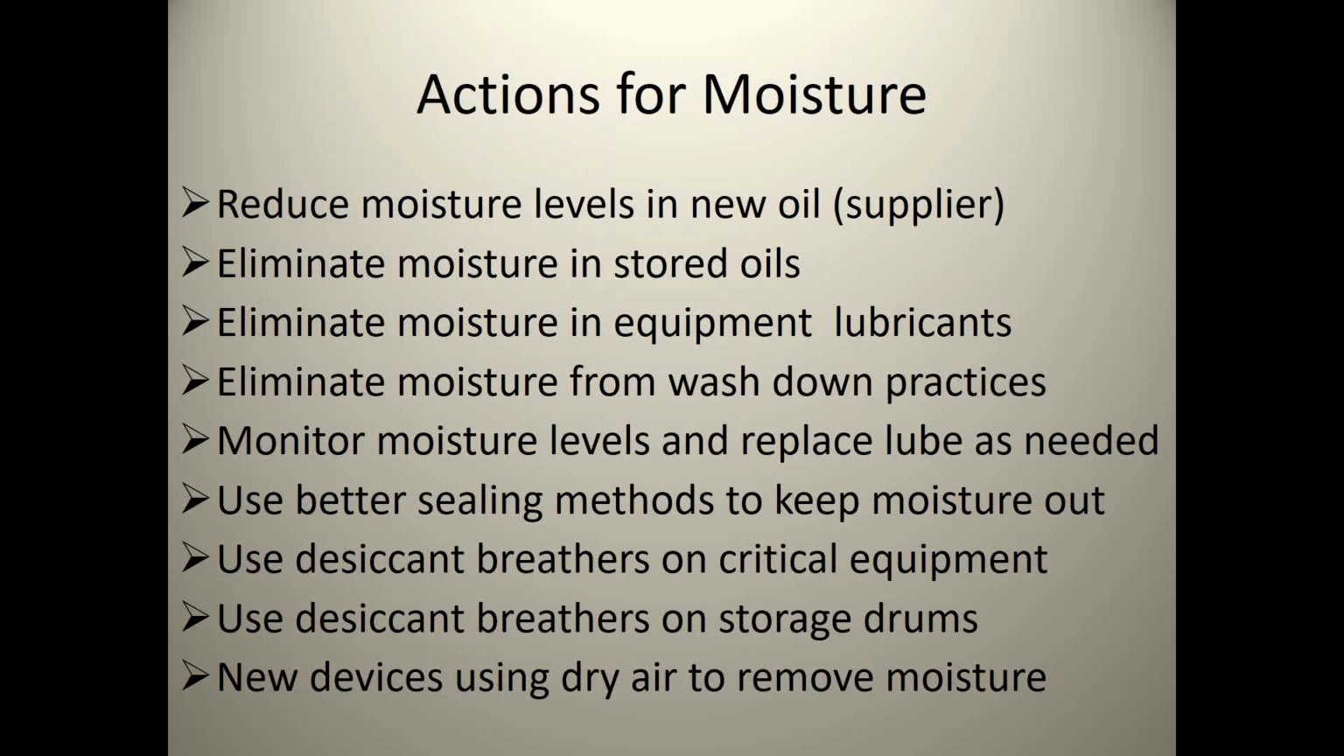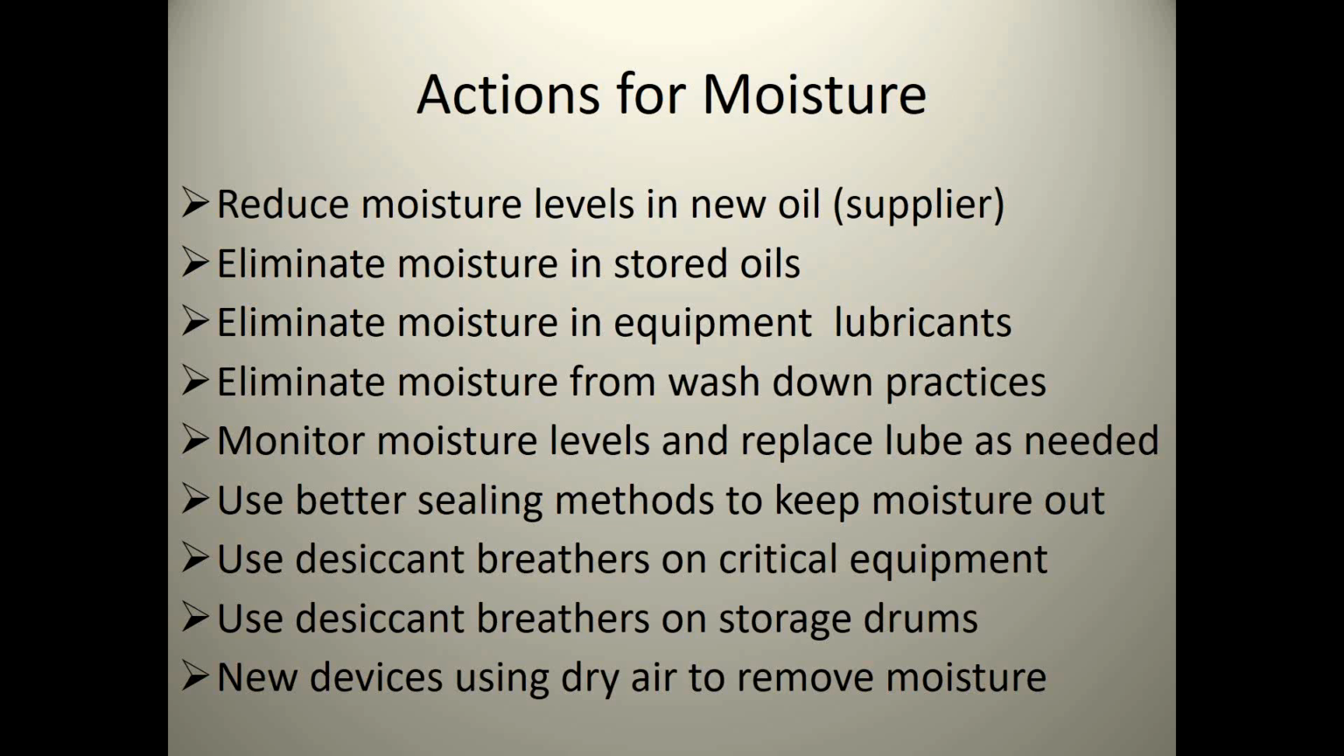Then is the moisture in your equipment, where's it coming from? A lot of times in equipment, if it's outside, it rains on it, it heats up, it cools down. Lots of things can happen with the equipment. So you can eliminate the moisture from washdown practices. If you got a food plant or a pharmaceutical plant, a lot of times you'll have washdown practices there where water gets into the gearbox. So we got to monitor the moisture levels. We got to replace the lube whenever it's needed, because if the moisture gets too high, like I said, it changes the lubricant to something that's not a very good lube anymore.